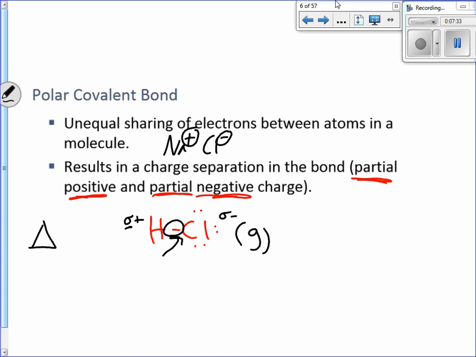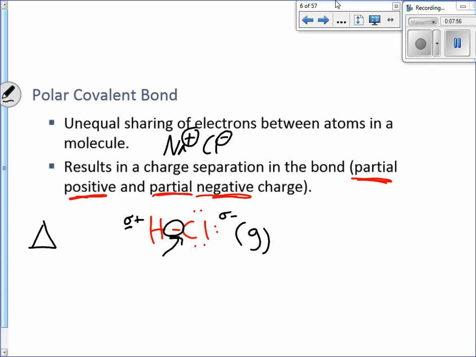So you do get this unequal distribution here. And does anybody remember why the electrons are going to spend more time around the chlorine than they would around the hydrogen? Because the chlorine is more electronegative, yes. So the ones that are more electronegative are going to have more pull, and so that's where the electrons are going to spend more of their time.